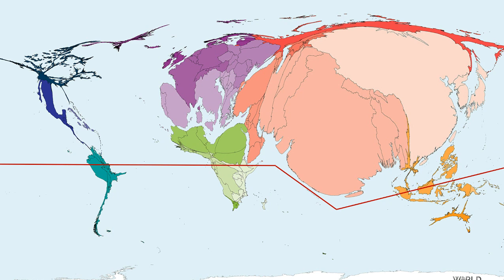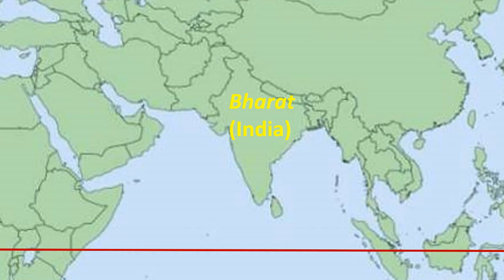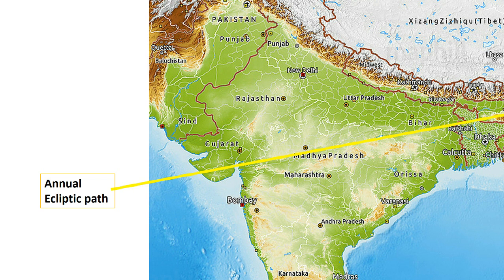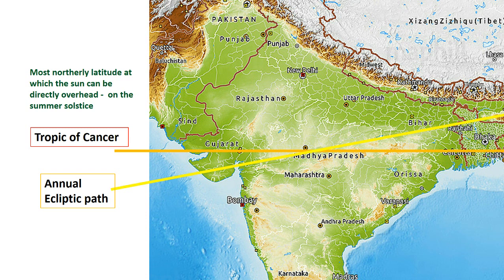Most significantly though, India with all its holy places and rivers and mountains are north of the equator. Note, however, that the ecliptic path, as traced out on the Earth's surface, does cross India. And there it is. And here's the Tropic of Cancer, the most northerly latitude at which the Sun can be directly overhead on the summer solstice.